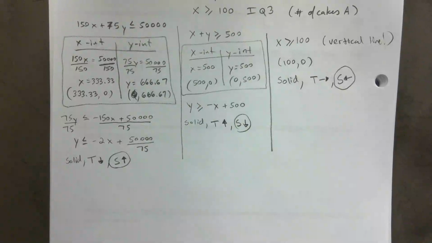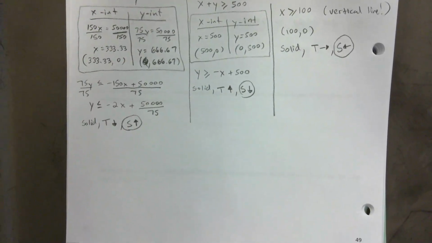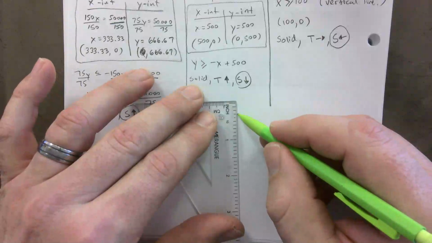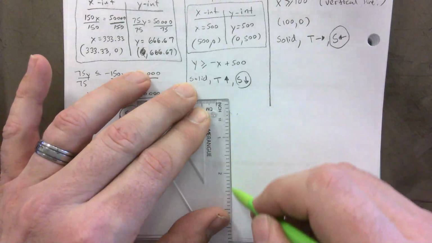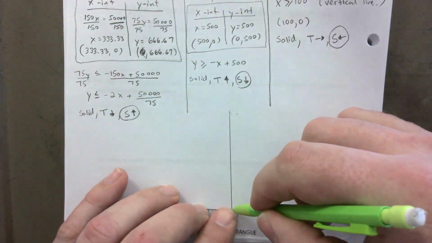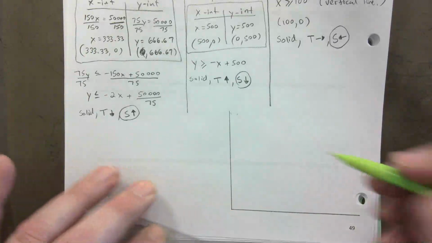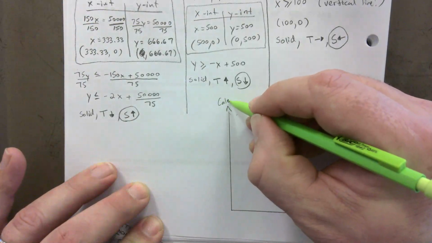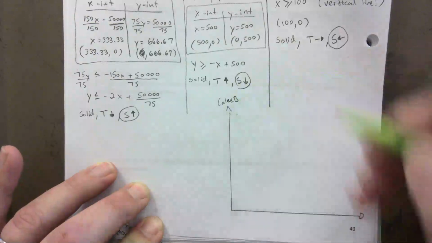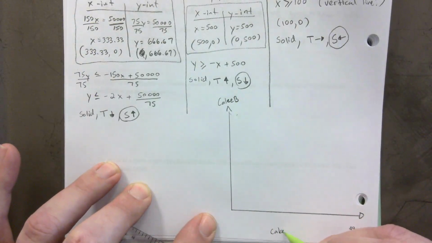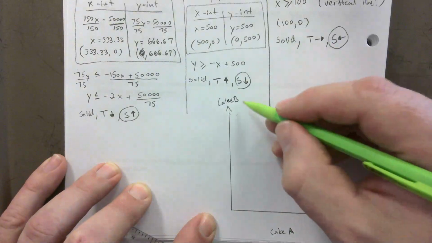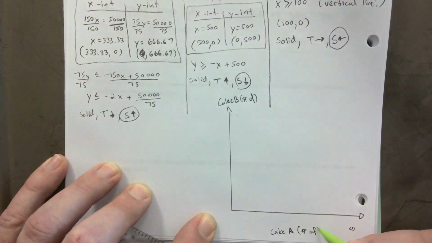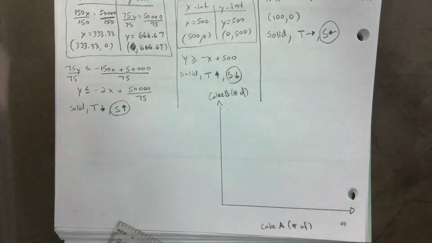Okay. Let's sketch this now. So I'm going to grab a ruler, and you make it fit your space, right? I'm going to use the corner here to graph this. This is cake B, and this is cake A. And you need to tell me what the units are: number of... Because the units could differ.